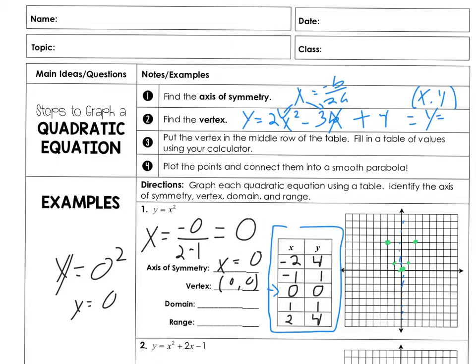Okay, and now what do we do? We connect them as smooth as we can, a parabola. So this is not very smooth, but, and there it is. It's graphed, right? And then it's asking us now for the domain and range.